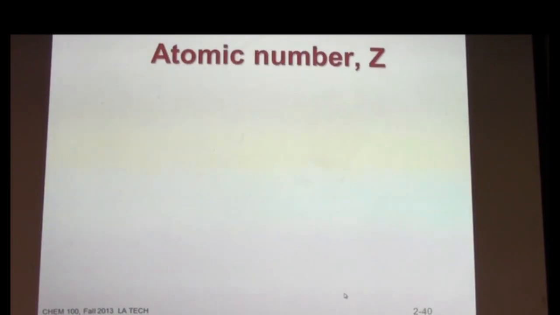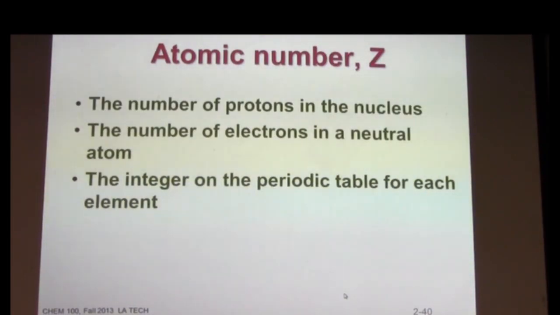So you got the idea about the basic structure of the atom. Atomic number is the number of protons in the nucleus, or the number of electrons in the neutral atom. The number of protons and electrons has to be equal for a neutral atom. If you lose an electron, they are not going to be equal. The integer on the periodic table for each element, on the top right corner, is the atomic number: how many protons are in the nucleus.